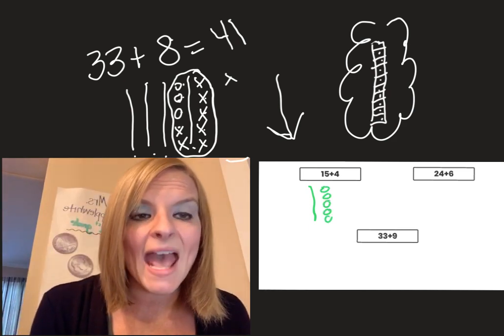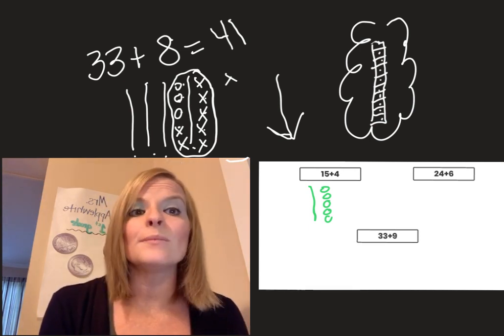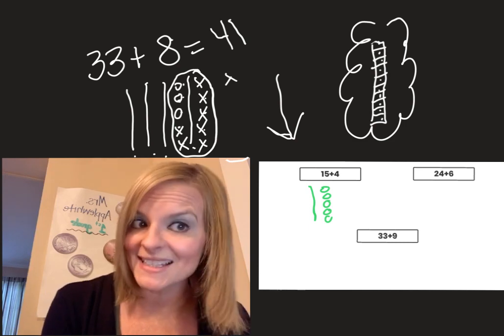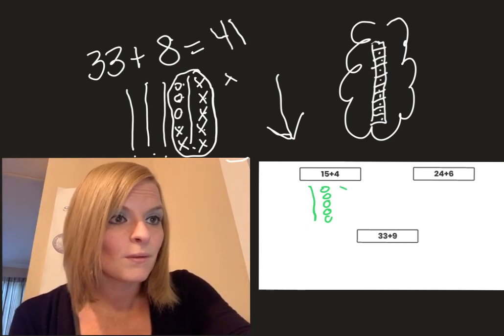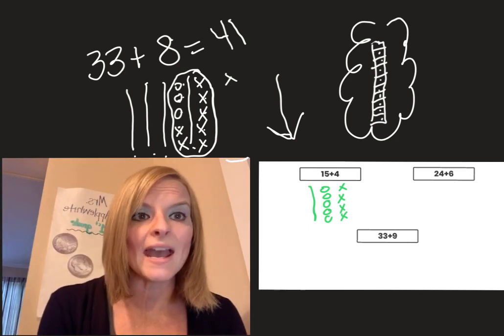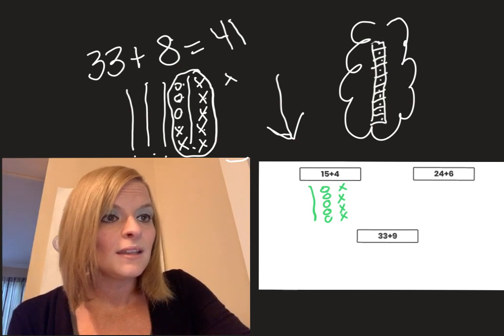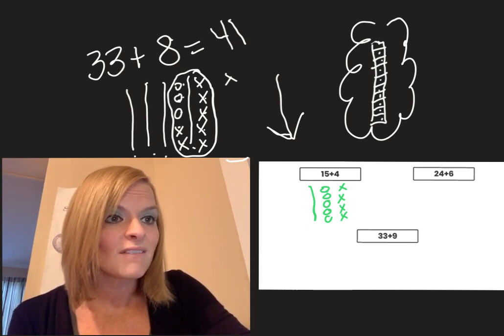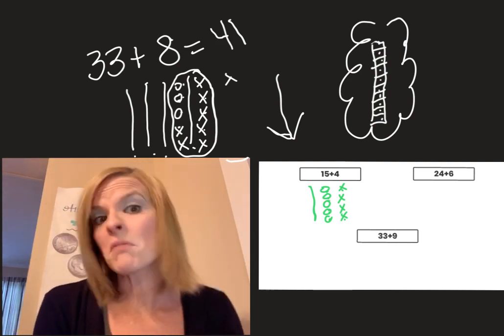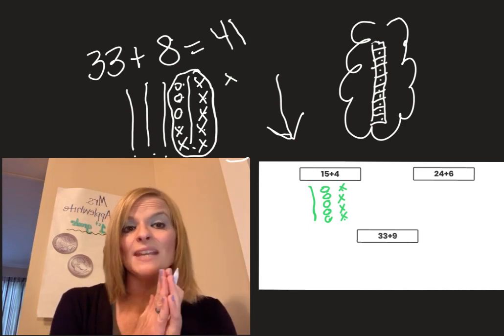Now I'm going to add how many? 4. Excellent job. And I'm going to put 4 X's so I can easily see the difference between my numbers. 1, 2, 3, 4. Now, I'm going to see if I have a group of 10. Let's see. 1, 2, 3, 4, 5, 6, 7, 8, 9. Do I have a group of 10? No. So I will not group that together because it doesn't equal 10.